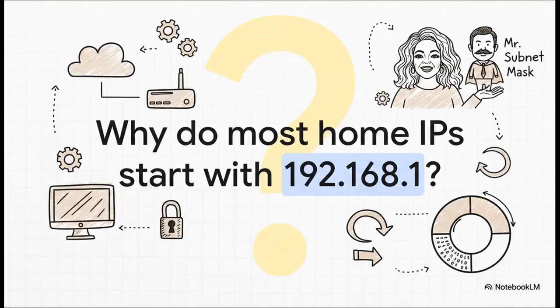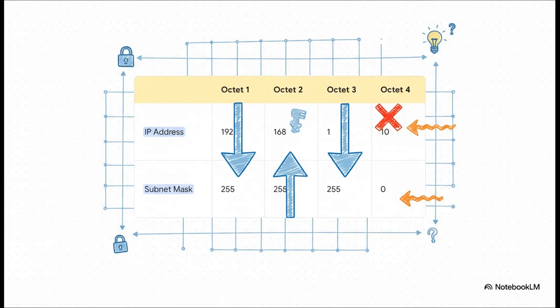Now, let me ask you something. How is it that I can probably guess that your IP address starts with 192.168.1? A little creepy, right? I mean, each of those numbers could be anything from 0 to 255. Well, the answer takes us right back to our good friend, Mr. Subnet Mask. Check this out. Here's a little insider hack to understand exactly what's going on.